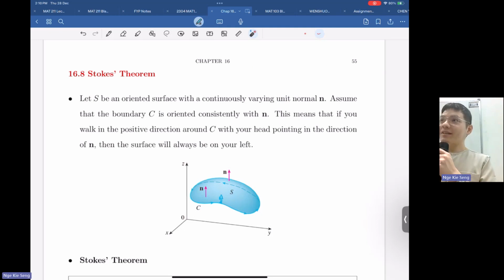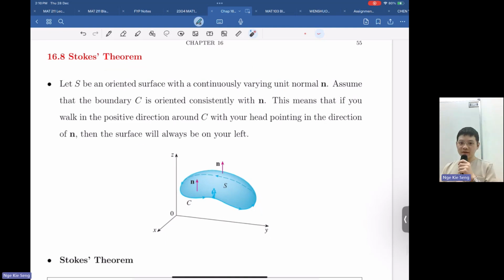Okay, Stoke's theorem. So what is Stoke's theorem? Let X be an oriented surface. Just now we said we want to orient it, either every orientation goes up or goes down, with a continuously varying unit normal n. Now assume that the boundary C is oriented consistently with n. This means that if you walk in the positive direction around C, with your head pointing in the direction of n, then the surface will always be on your left.